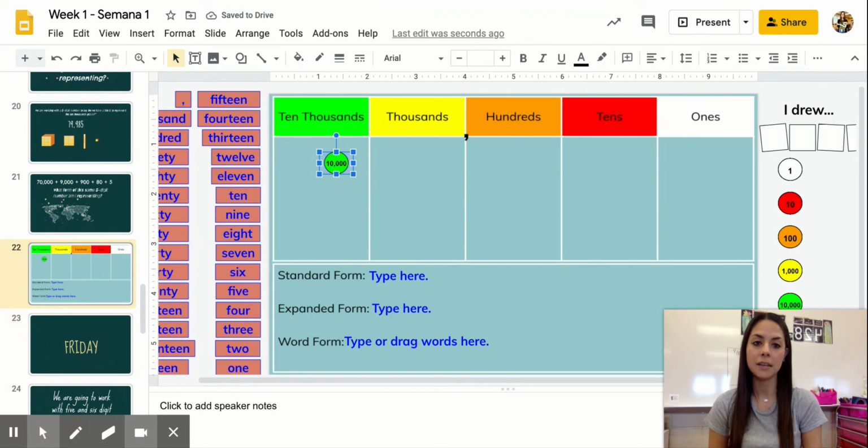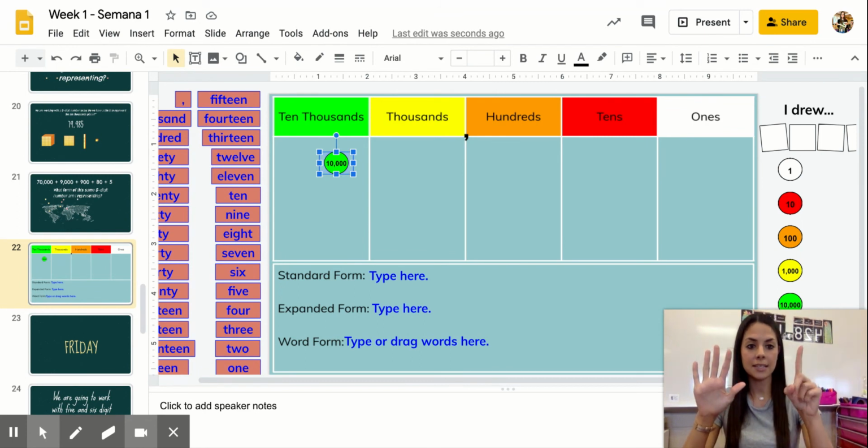That equals 70,000, okay? Another way to do it is by skip counting. You may think, well, I can't skip count by 10,000s, but you can. It's kind of just like skip counting by 10, but we have all those extra zeros at the end, okay? So 10,000, 20,000, 30,000, 40,000, 50,000, 60,000, 70,000. So I know I'm going to put 7 chips in the 10,000s block, okay?